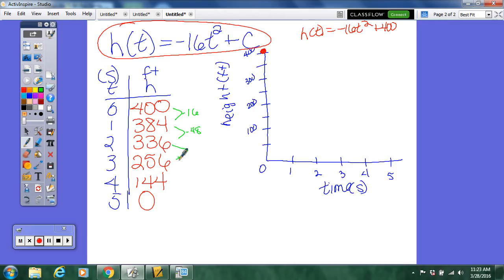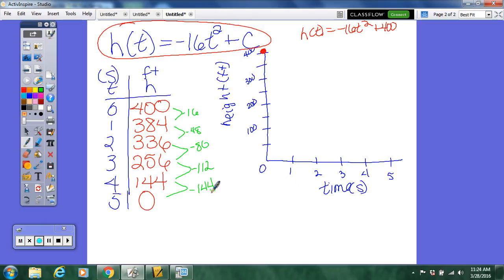What about from here to here? 80. So it fell 80 feet from here to here. 112, and from here to here, 144. What's happening the longer it falls? It's falling at a faster rate, isn't it? Which makes sense.